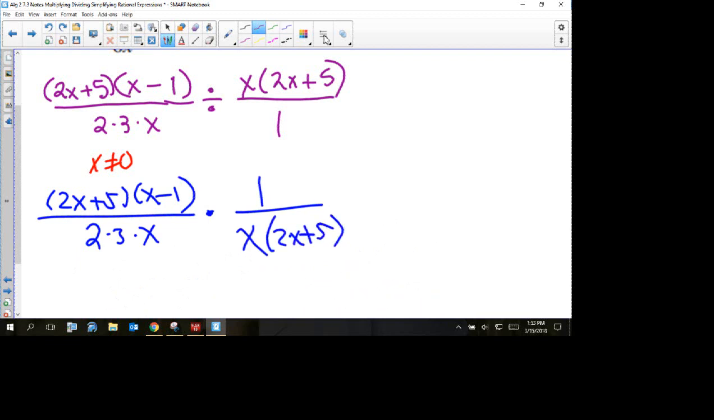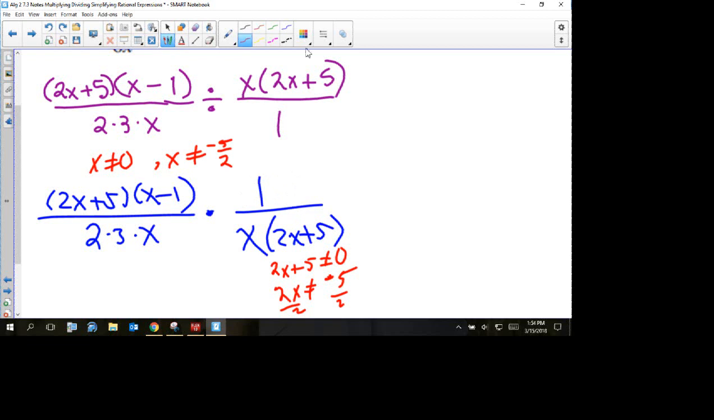Do I have any new domain restrictions in the denominator? I have a new one. When I flipped it, this one right here, 2x plus 5 cannot equal 0. So 2x cannot equal negative 5. Divide by 2, and I have my new domain restriction, x does not equal negative 5 halves. But this x is still 0.